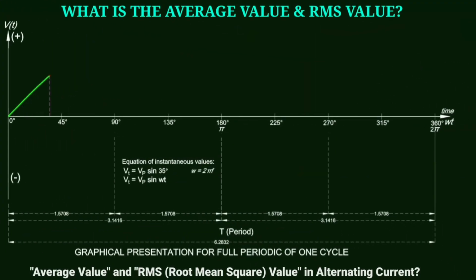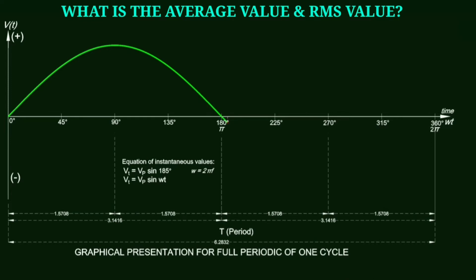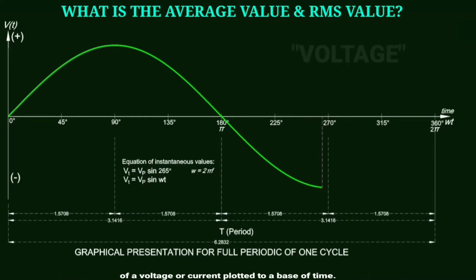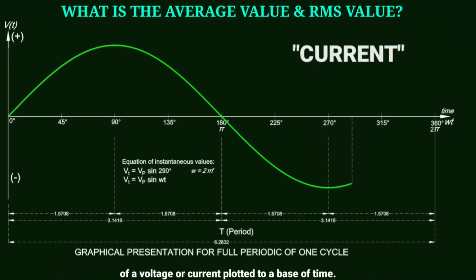This video is the presentation of sinusoidal waveform. You will learn how to find the average value and RMS, meaning root mean square, value in alternating current, for any time varying signal. We looked at this waveform, basically a visual representation of the variation of a voltage or current plotted to a base of time.